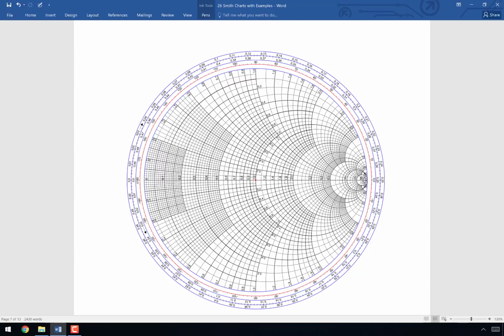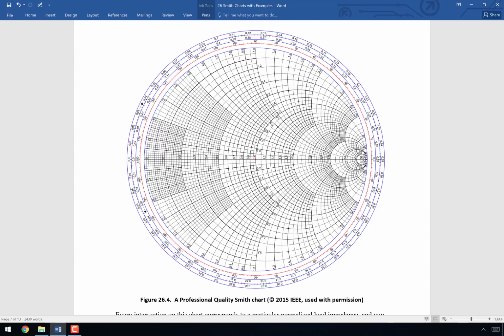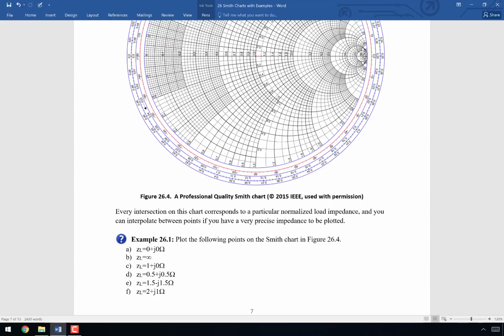So what we can do with the Smith chart, there are lots of things we can do, but the first thing we're going to do is plot impedances. We're going to plot normalized impedances. And when we're plotting those normalized impedances, we're going to look for the intersection between an R circle and an X circle on the graph.